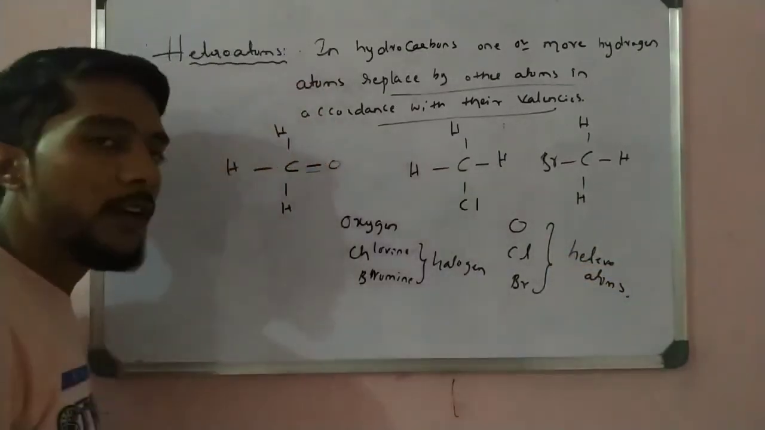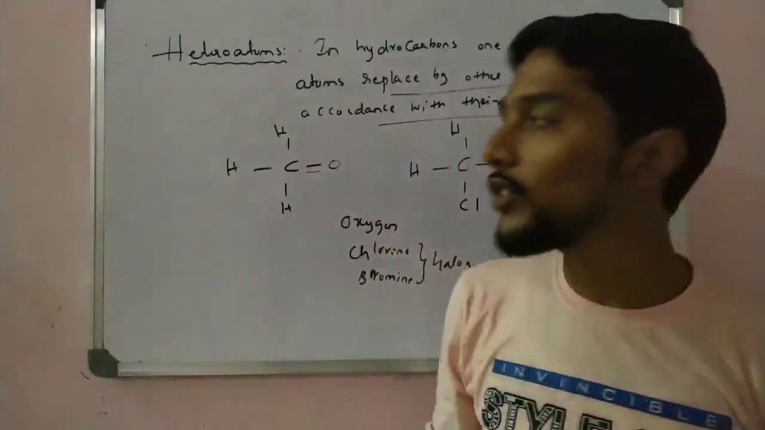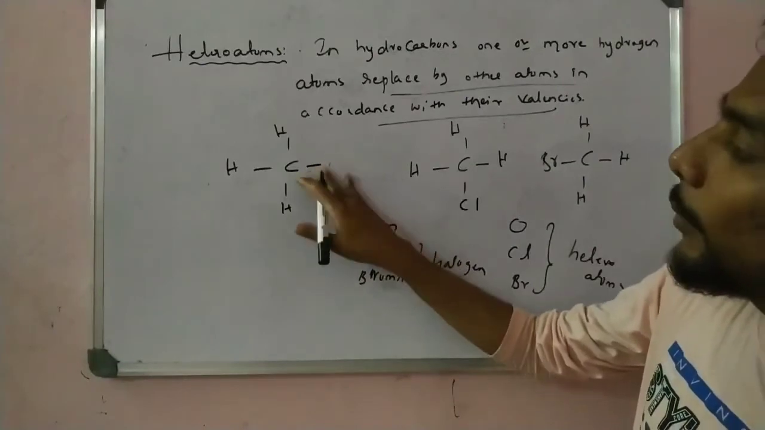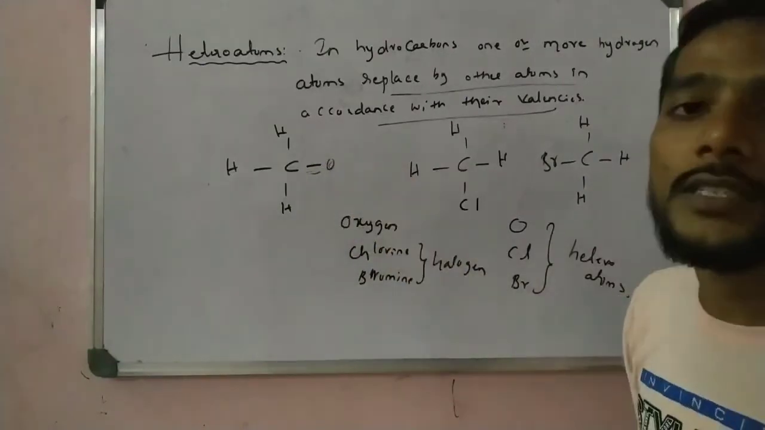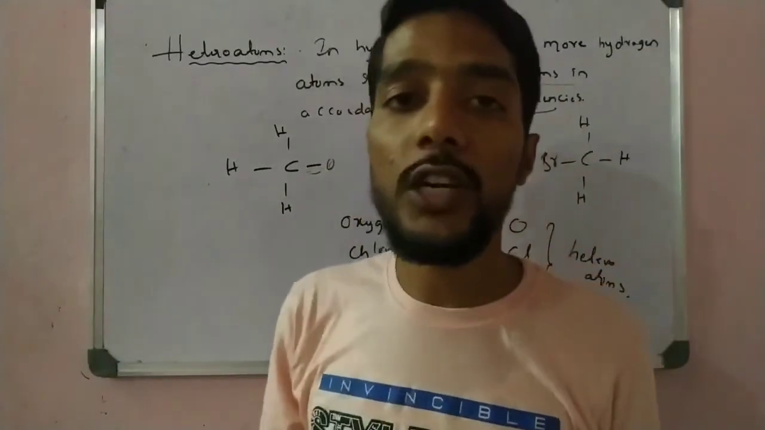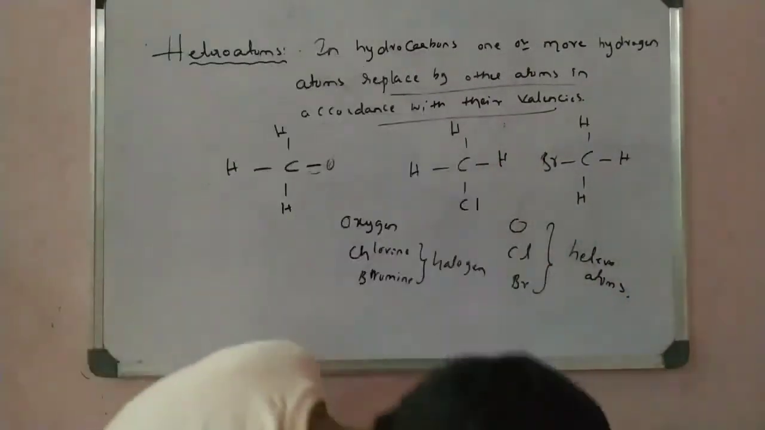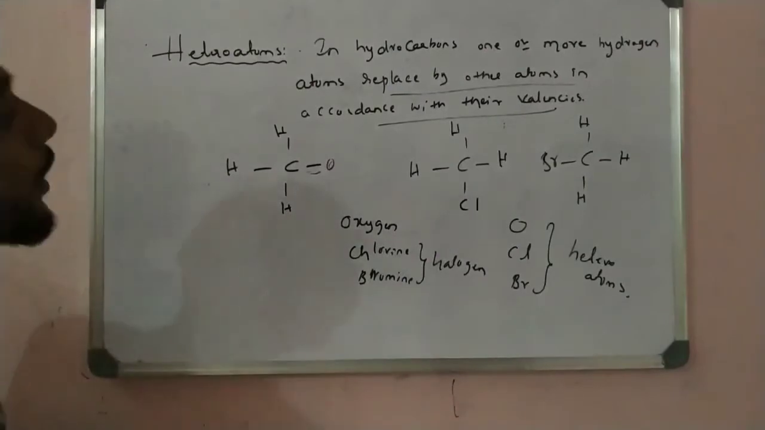These heteroatoms are fixed into the chain by removing one hydrogen. If hydrogen is present, it is not possible to fit. By removing any one hydrogen, we can fix these heteroatoms. Maybe it is oxygen, maybe it is a halogen, that is chlorine or bromine, right? So this is about the heteroatoms, students.